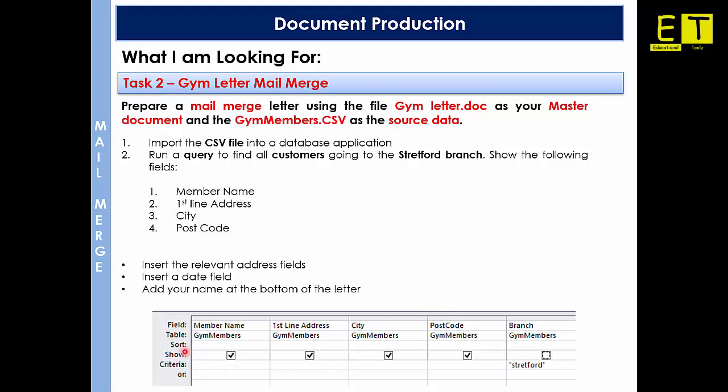Below you can see how I have set up my query, and you will also see that I have branch from the Gym members table, Stratford, and the box is unticked. The reason why this is unticked is because we have not been asked to include the branch name. So by unticking it, the branch will not appear. Once you've completed that, you need to insert the relevant fields, insert a date field, and add your name at the bottom of the letter. To start off with, we will be going through task 1 and 2 and then coming back and looking at the next task. So let's get started then.